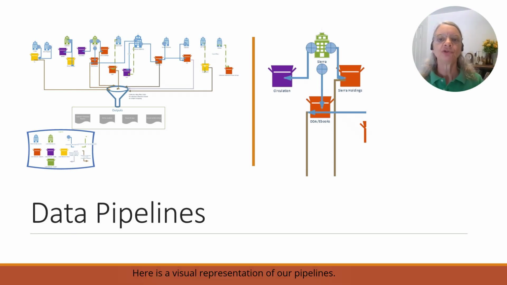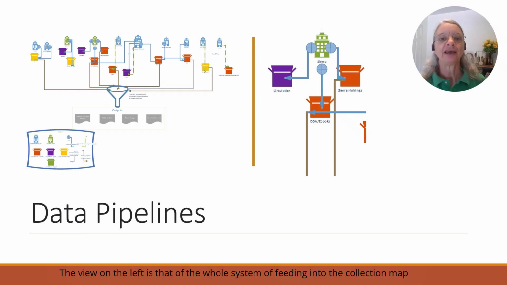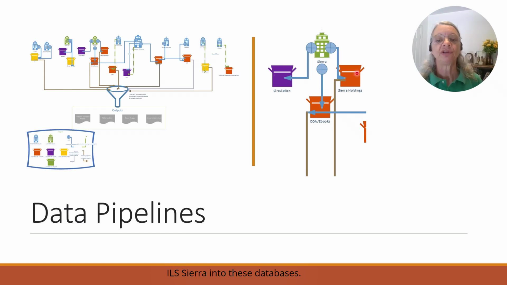Here is a visual representation of our pipelines. The view on the left is that of the whole system, feeding into the collection map funnel and producing outputs such as reports. The view on the right is a close-up of one of those pipelines from our ILS, Sierra, into these databases.